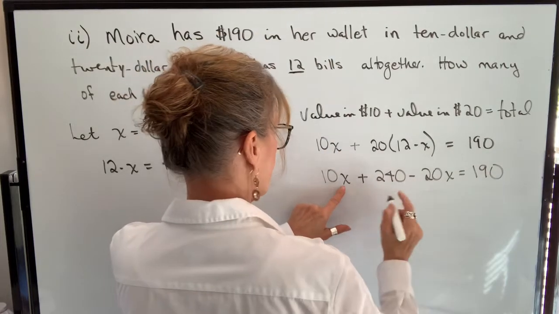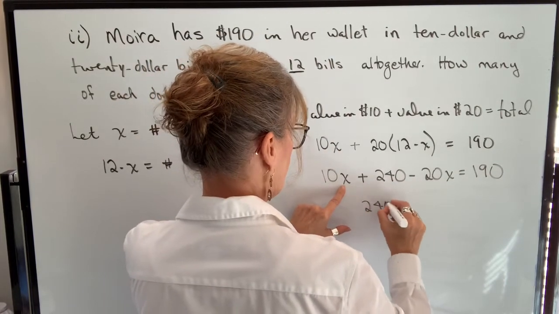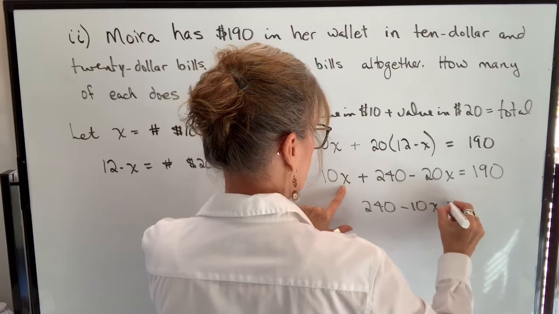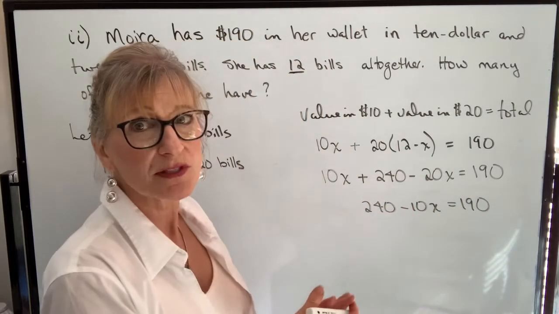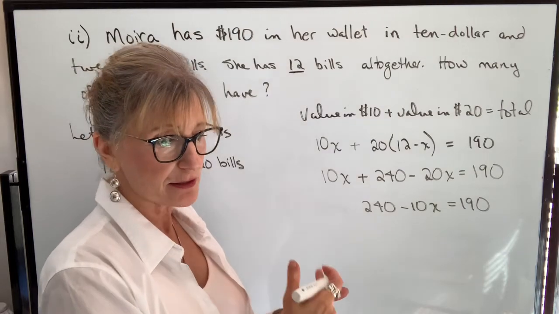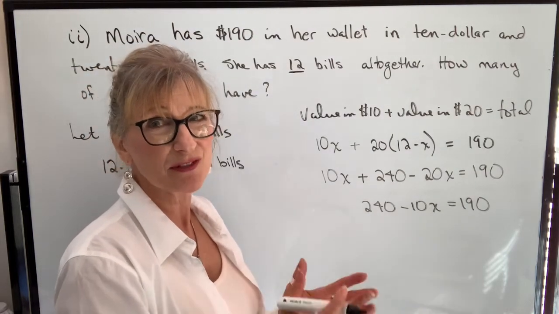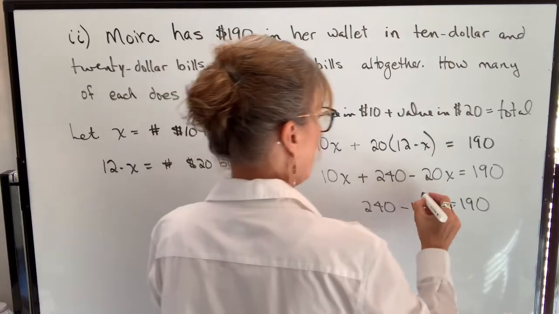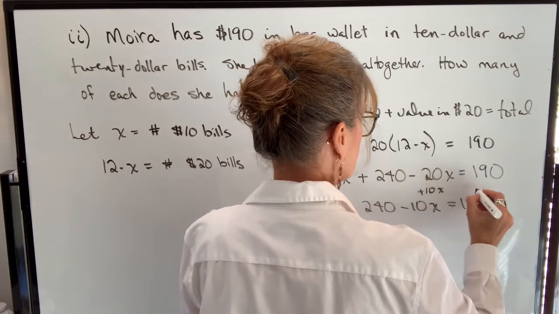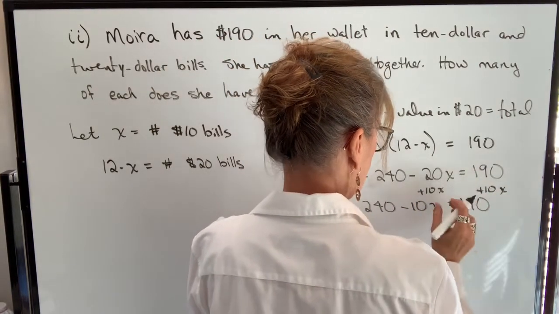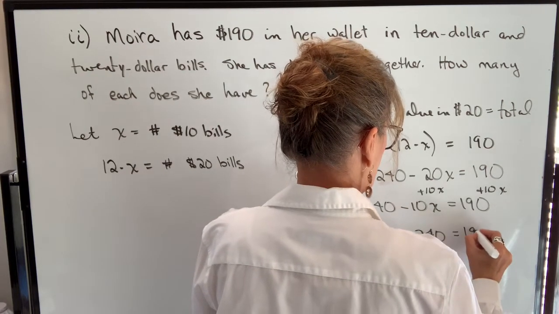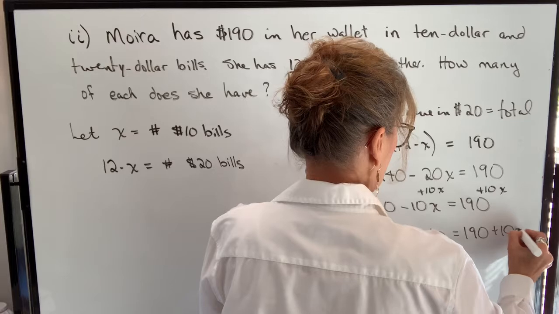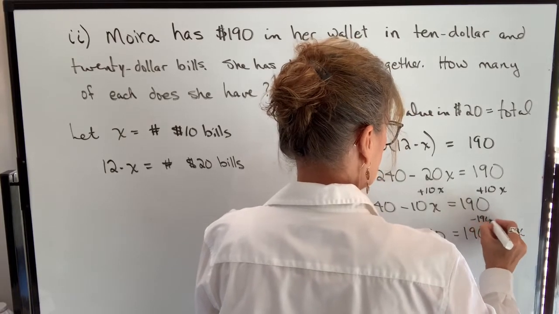Let's combine our x terms. So we're going to have 240 minus 10x equals 190. Now if you can manipulate and move your terms in a way that you get your x term positive and isolated, that's fine. I'm just going to take a couple of steps to do it. I'm going to add 10x to both sides because I want it to be a positive term. And now I'm going to subtract 190.